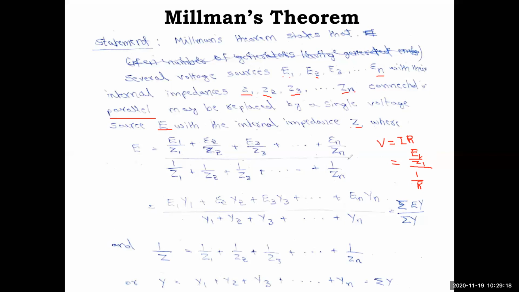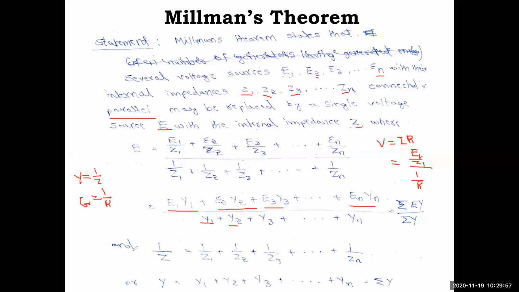If you convert this into admittance, which is denoted as Y and is the reciprocal of impedance, similarly in a resistive network this is called conductance G, equal to the reciprocal of resistance, with the unit mho or Siemens. So 1 by Z1 means Y1, and the formula becomes E1 Y1 plus E2 Y2 plus E3 Y3 up to En Yn, divided by Y1 plus Y2 plus Y3 up to Yn. This is the formula.